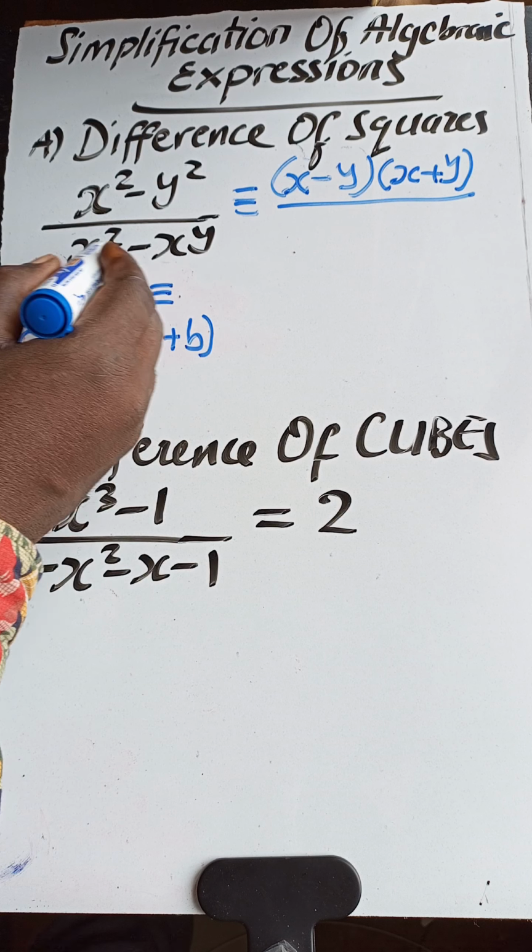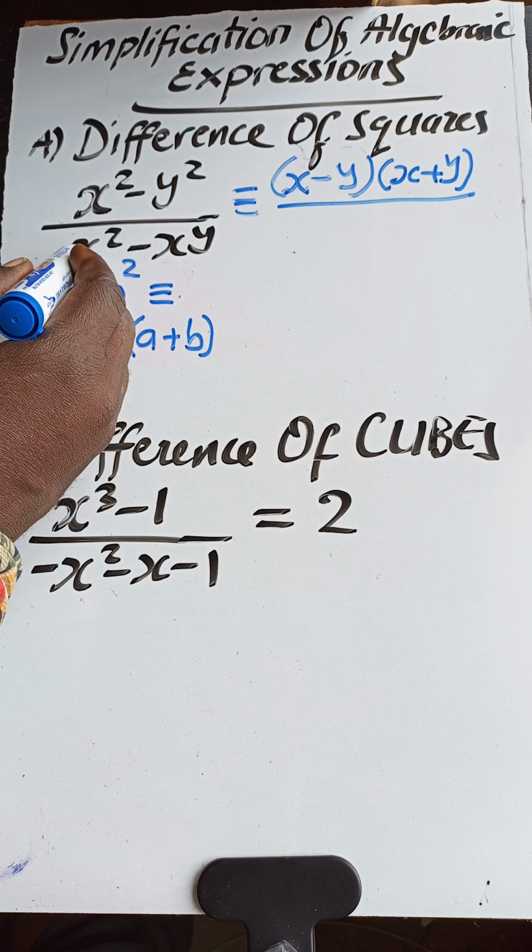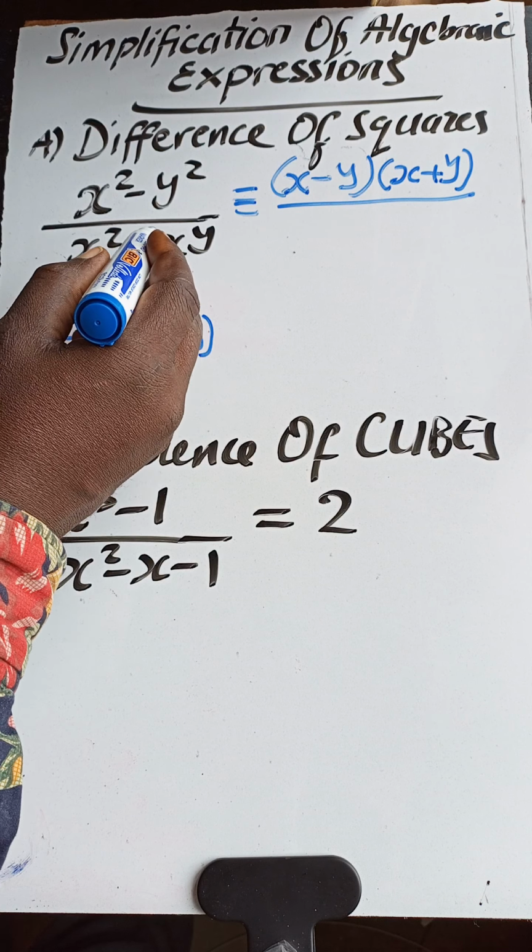Now, when we look at the denominator, we see x squared minus xy. X is common in both terms. There is x here, there is x here. So x can be factorized out. If we factorize out x, then we're going to have x minus y. Now, here we have x minus y cancels out x minus y. And so we are left with x plus y all over x.